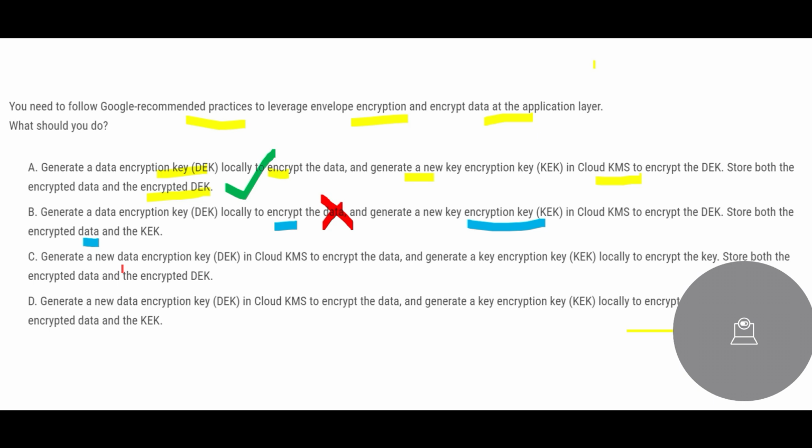C says let us generate a DEK, that is fine, and generate a KEK. Store both the encrypted data and the encrypted DEK. So what is the difference between A and C? A is telling we will generate the DEK locally to encrypt the data, and C is saying we will generate a new DEK in Cloud KMS to encrypt the data. So that's where it is wrong. And then D says that we will generate a DEK in Cloud KMS. We have to generate that locally and not in Cloud KMS. So option A would be our final answer.